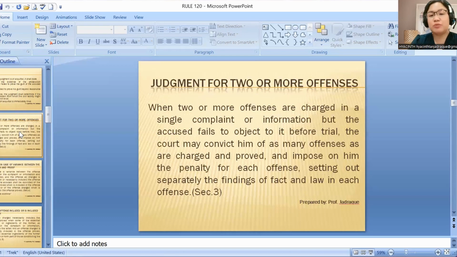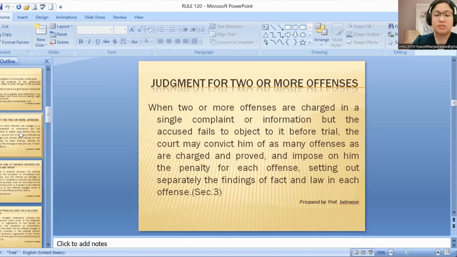You have there judgment for 2 or more offenses. What does it mean? In Section 3, it provides, when 2 or more offenses are charged in a single complaint or information, but the accused fails to object to it before trial, the court may convict him of as many offenses as are charged and proved, and impose on him the penalty for each offense, setting out separately the findings of fact and law in each offense.